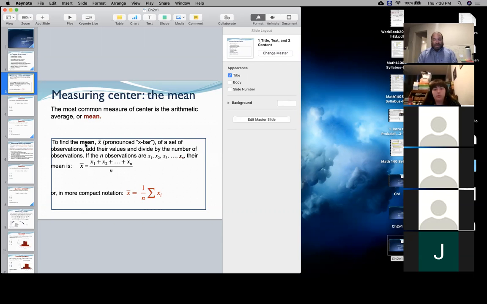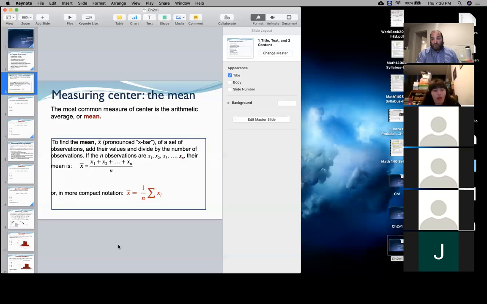It's just a compact way of describing the same formula without that dot, dot, dot in the middle, which from a mathematical standpoint is never the best way to go, because dot, dot, dot can oftentimes leave out some information. Okay, so you add up all the x's, the observations, you divide by n.